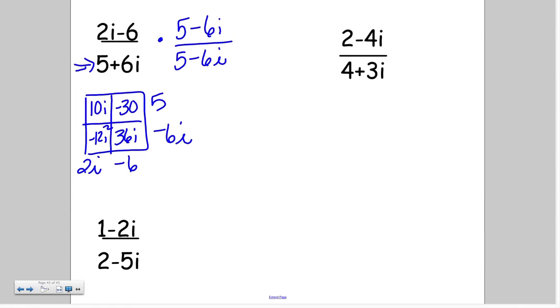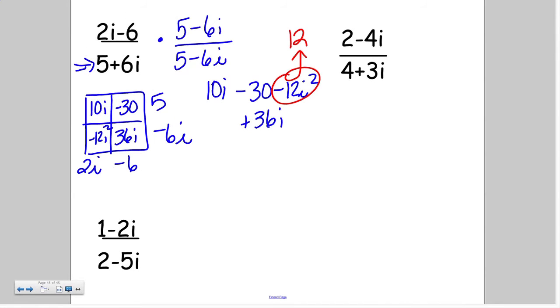Alright, bring everything out. We've got 10i minus 30 minus 12i squared plus 36i. Alright, I'm going to get rid of all that i squared stuff. So I'm going to take this, and it's going to become positive 12.